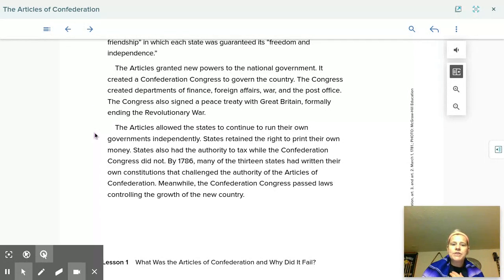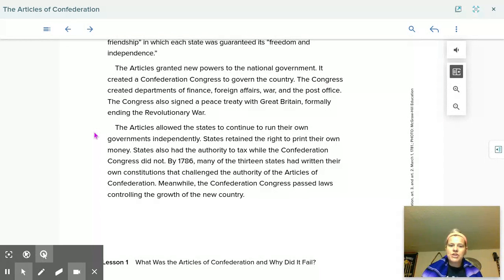The Articles allowed the states to continue to run their own governments independently. States retained the right to print their own money. States also had the authority to tax, while the Confederation Congress did not. By 1786, many of the 13 states had written their own constitutions that challenged the authority of the Articles of Confederation.